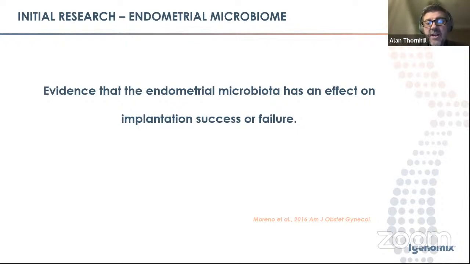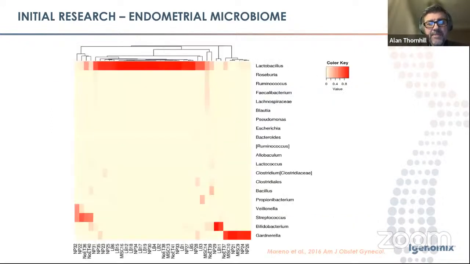And if it's unique, we can't look at the vagina to tell us what's in the endometrium. We have to look at the endometrium. So that's why we're going to the trouble of looking at the endometrium and not just doing a vaginal swab. Next slide, please. Now, if you're not particularly technical, don't get too worried about this.